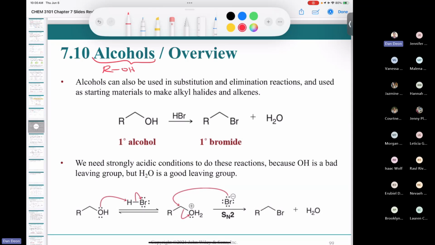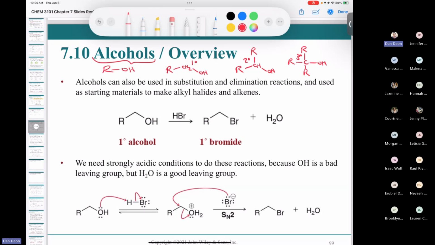And we can have primary alcohols, secondary alcohols, and tertiary alcohols. Just as a reminder, if we have a methylene and then a hydroxyl, that would be primary. If you had a methine and two R groups, that would be secondary. And if you have three R groups attached to your alpha carbon, that would be a tertiary alcohol. So tertiary. And we see different reactivities between primary, secondary, and tertiary alcohols.